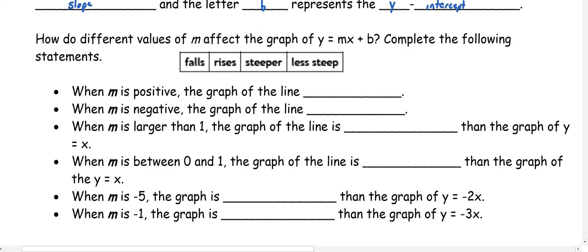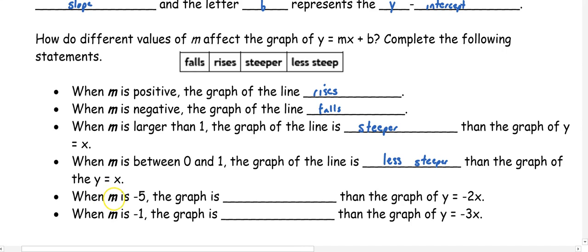So remember, if m is a positive number, the graph of our line is going to rise. If m is negative, our line is going to fall. When m is larger than 1, so 2, 3, -2, -3, the graph of the line is going to be steeper than the graph of the y equals x line, because this would only have a slope of 1. If m is between 0 and 1, the graph of the line is less steep, or flatter, than the graph of y equals x.